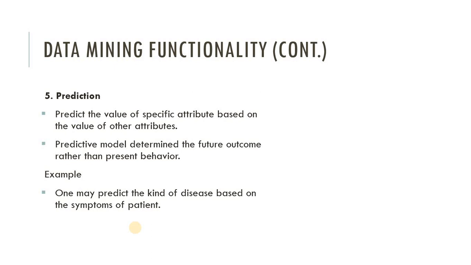Predictive models determine the future outcome rather than the present behavior. Same as regression, prediction also predicts the future behavior rather than the current, past or present behavior. So an example of prediction is that one may predict the kind of disease based on the symptoms of the patient.